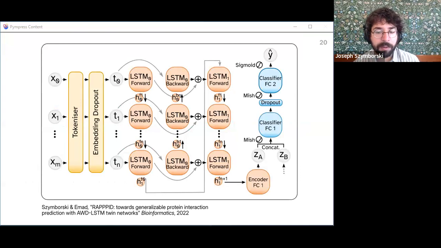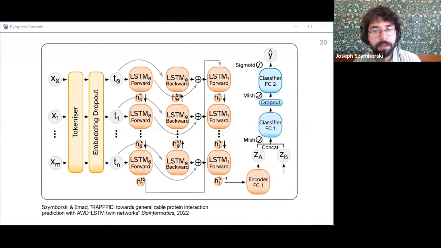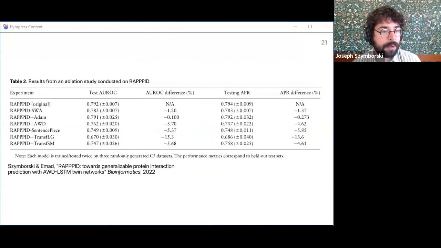The architecture of RAPID is pretty simple. You can see it here. It has three bidirectional LSTM layers. It gets fed into a two-layer fully connected classifier. Overall, quite simple. Really, the advantages we've seen come from the judicious application of regularization. And you can see that here with this ablation study where we take apart different contributing regularization techniques in RAPID and see that we get various different changes.